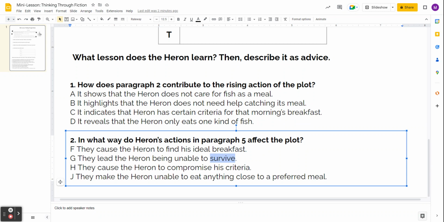They cause the heron to compromise his criteria, or they make the heron unable to eat anything close to a preferred meal. His preferred meal was a certain kind of fish that he did not get. That is our answer because of his criteria. So if we analyze our characters and our conflict and how it ends, we can understand the answers to these questions.